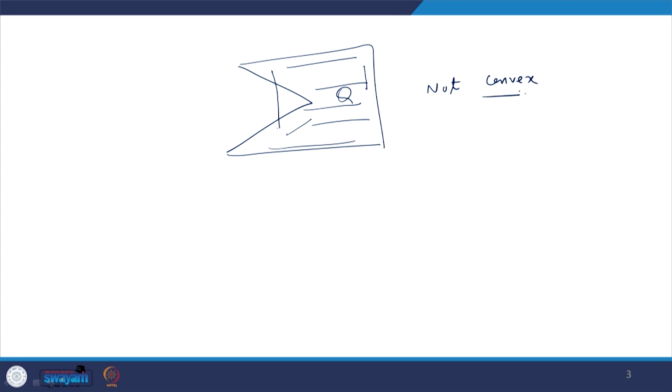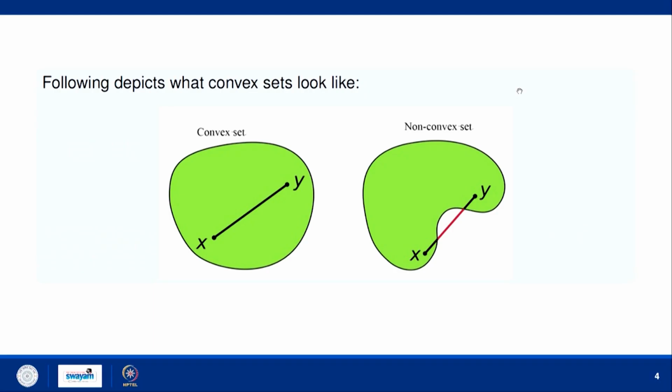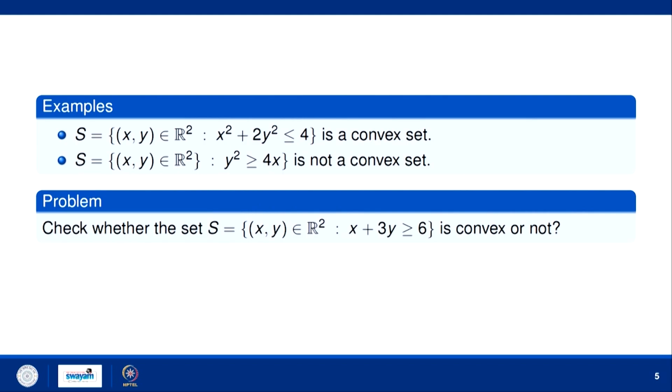So, we can see that if a set is convex, that means you take any two arbitrary points in the set, join the line segment, and it must be totally inside the set S. But if there exists at least one pair such that the line segment joining those 2 points does not lie completely inside the region S, then the set is not a convex set. Okay. So, these are the figures where the set is convex or not convex, because this line segment is outside the region, outside this green portion. So, this set is not convex, however, this is a convex set. So, let us discuss a few examples based on this.